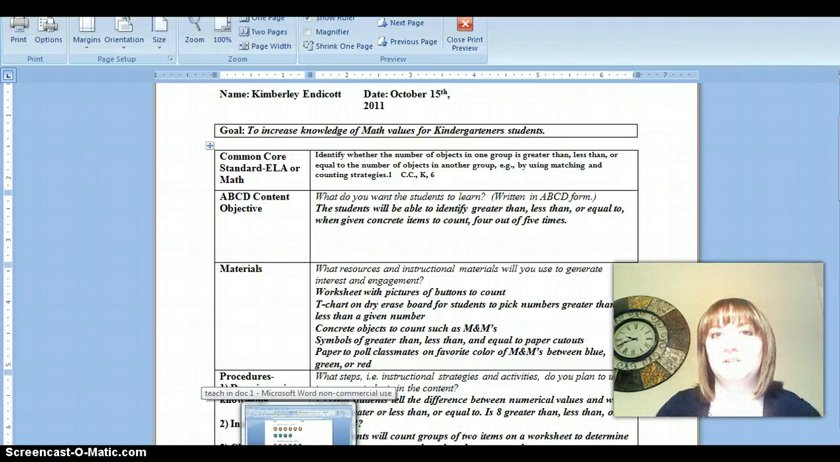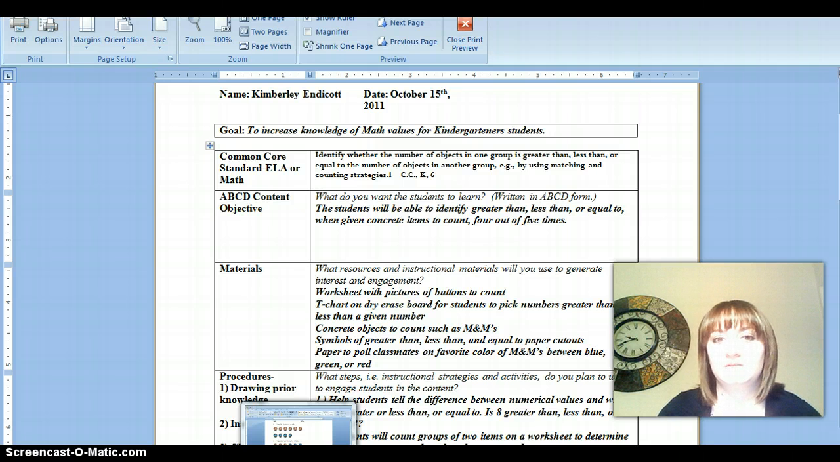Hi, I'm Kim Endicott. For Teach-In 1, I'm going to use a kindergarten classroom. The Common Core standard is identify whether the number of objects in one group is greater than, less than, or equal to the number of objects in another group by using matching and counting strategies.